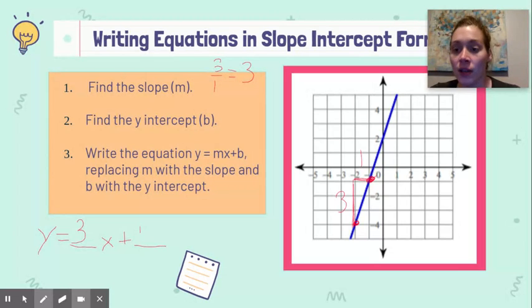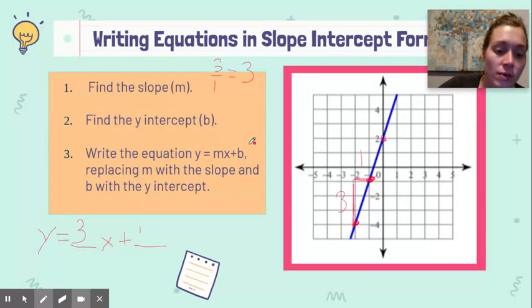Then we find the y-intercept. Where does it cross my y-axis? So we go to our y-axis and we look at where it's crossing. Looks like it's crossing right here at 2. So that tells me my y-intercept has to be 2.